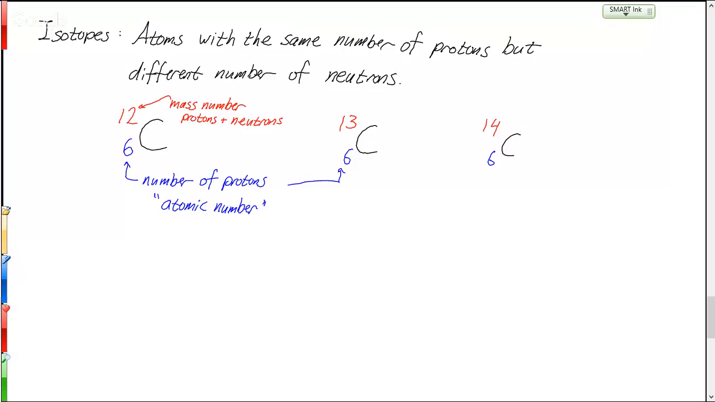That word isotope signifies a relationship between things. So we don't say that carbon-12 is normal and the others are isotopes. We say those are all isotopes of carbon. Or we can say that the two of them are isotopes of each other. So the same atomic number, different mass number, which is our protons plus neutrons. So we can determine the number of neutrons from that number.